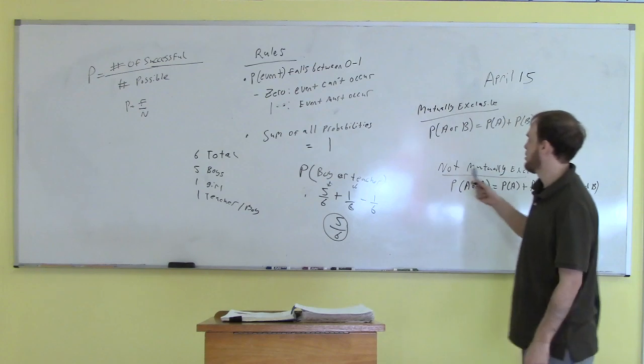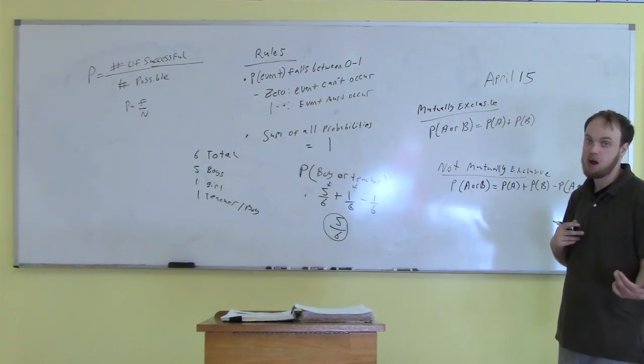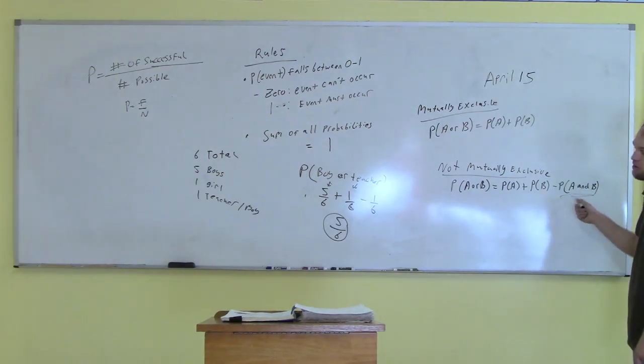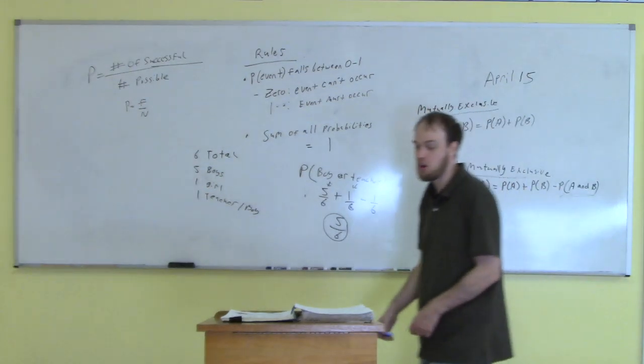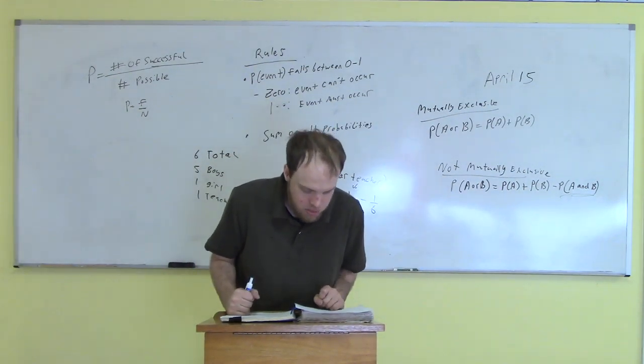Just remember, if it's not mutually exclusive, if choosing one makes it possible to be in both categories, then you have to subtract off the probability of how many are in both categories. And so that should get you started. If you have any questions, ask me. So that is the lesson.